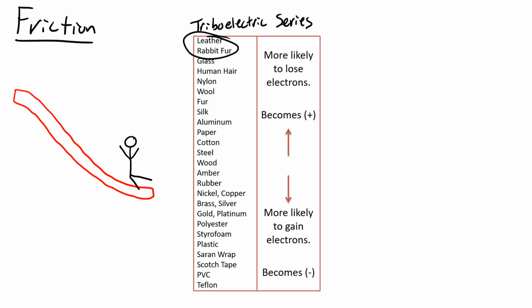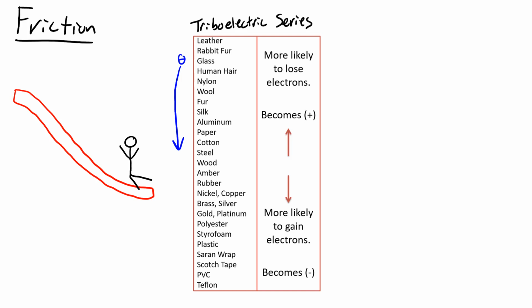So leather and rabbit fur, they don't really care about their electrons. They'll give electrons away, no problem. They'll go anywhere below them here. And on the other side of the list, they're more likely to gain electrons and become negative. They're like electron thirsty. They'll suck up any electrons as long as it's given to them from something higher up on the series.